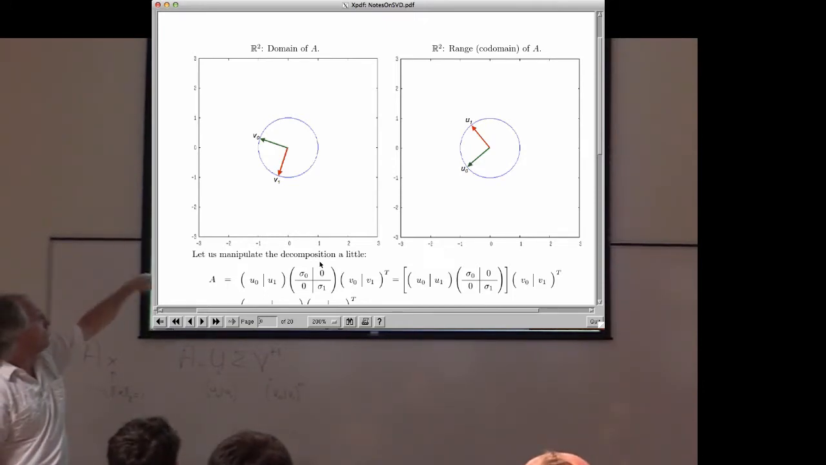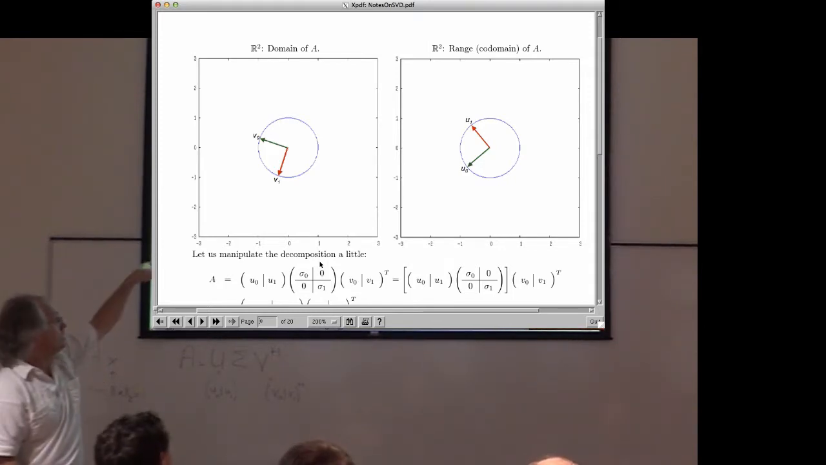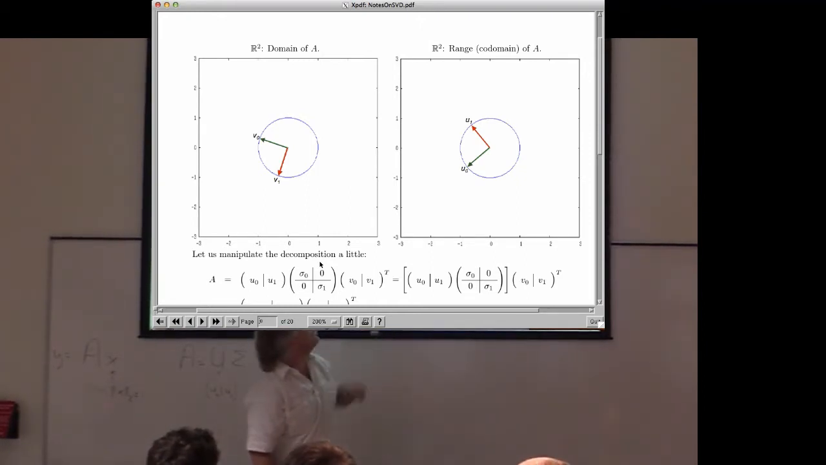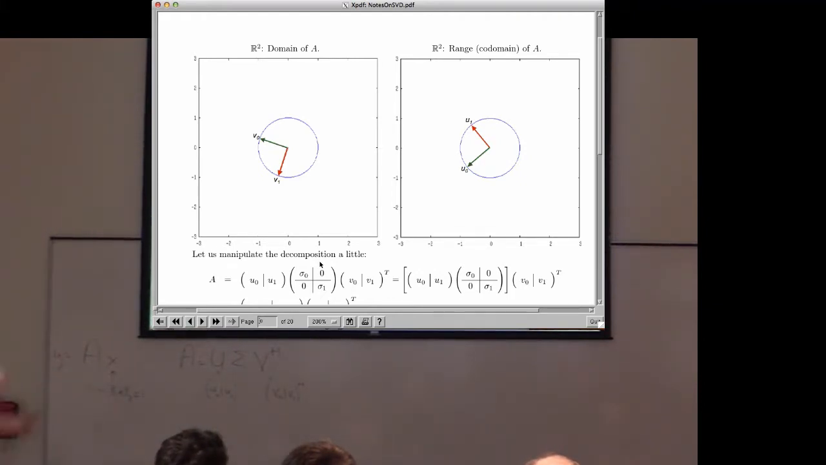And I have drawn some arbitrary V0 and V1 there. Notice that they're orthogonal. And similarly, in the output, which is also R2, I have drawn U0 and U1. And you'll notice that on the right they are orthogonal, on the left they are orthogonal. There's nothing magic about things pointing in the same direction. They could point in any direction you want. Okay?